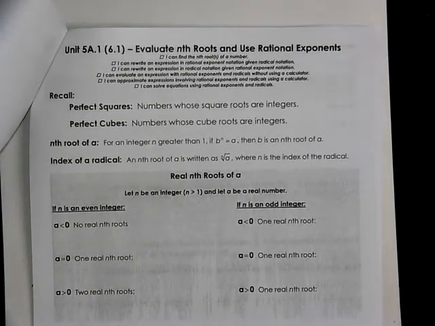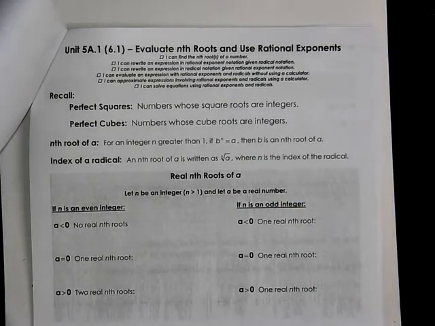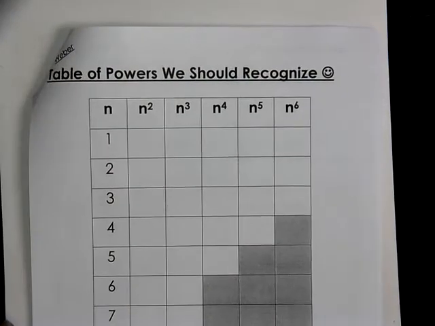This is Algebra 2 with trig. This is Unit 5A.1. We're going to evaluate the nth roots and we're going to use rational exponents. Before we get into this page, we're going to come back to our table of powers.